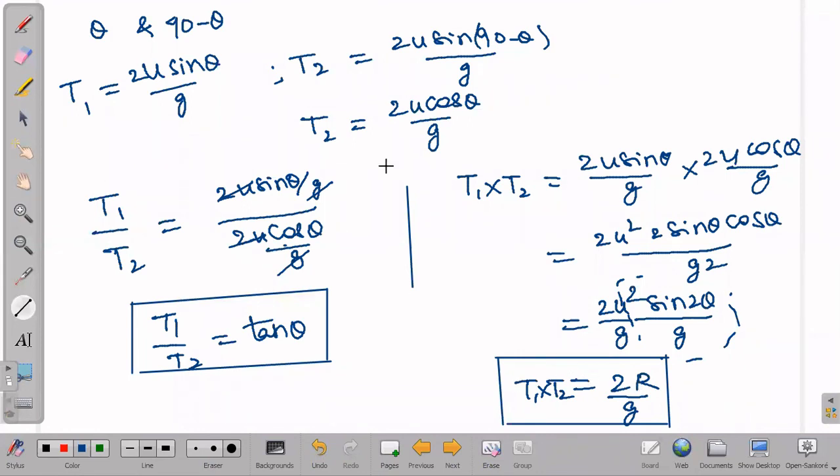So that is complete. This information is more than enough. Time of flights, okay. So we have calculated time of flight, and I have taken the ratio of time of flights for complementary angles. Multiplication of time of flights for complementary angles I have done. This is what we got. So that is complete information about time of flight.